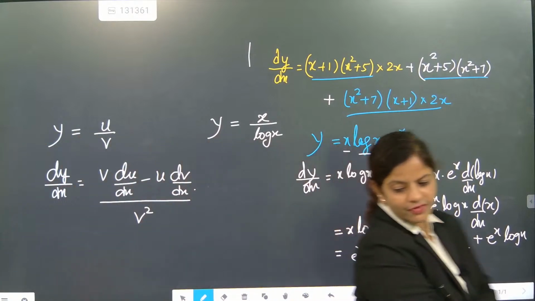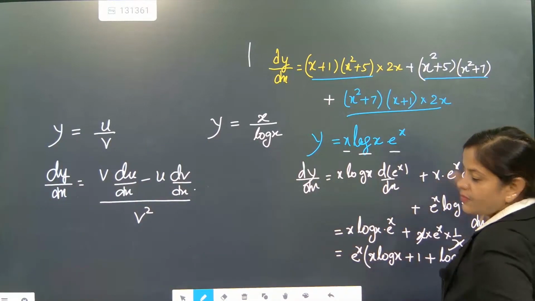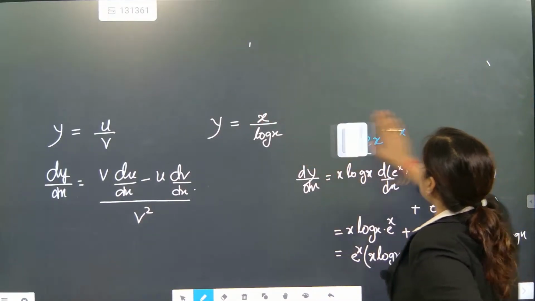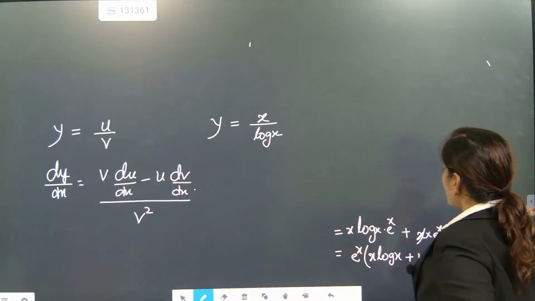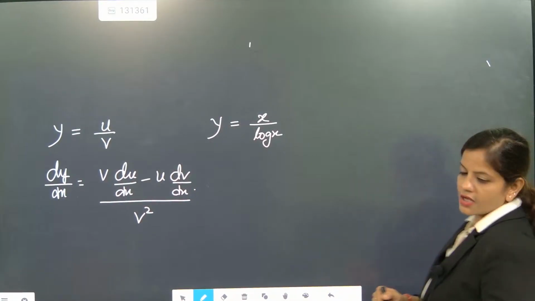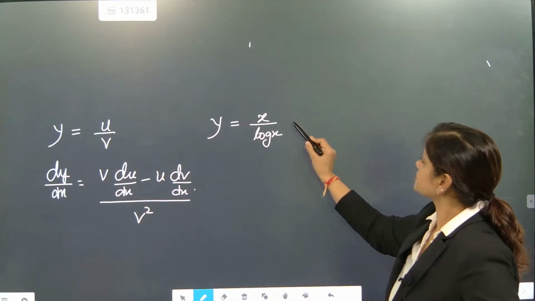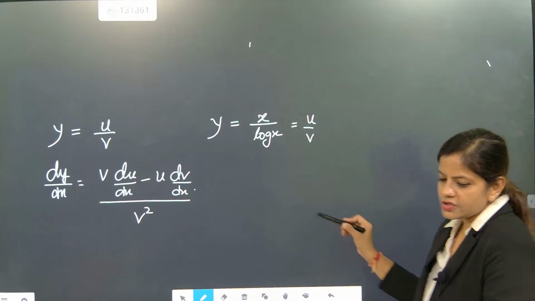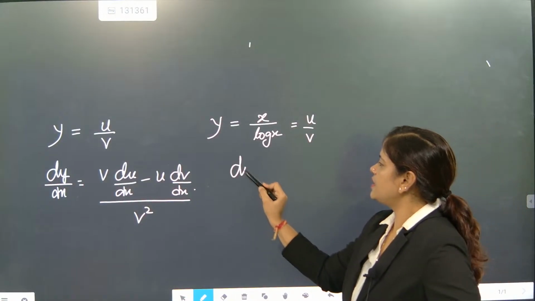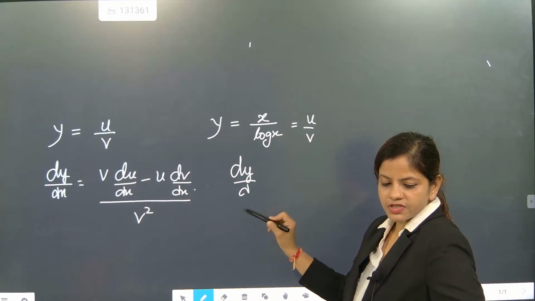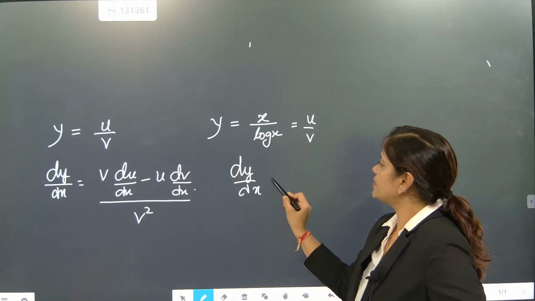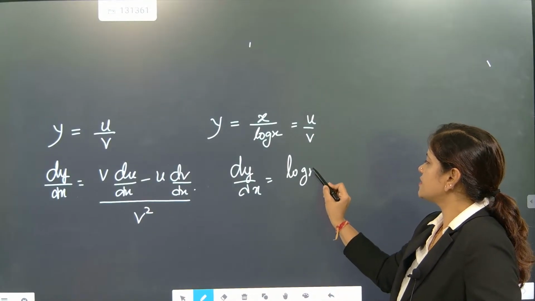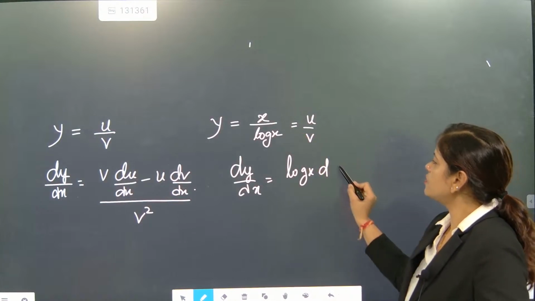So u and v will be there. Denominator part will become v, numerator part will become u. How to solve this? Check this one out. This will become u and this part will become v. So first what did we learn? dy by dx. First we will write this. After that v, du. What is v? Log x. And then what is u? X.